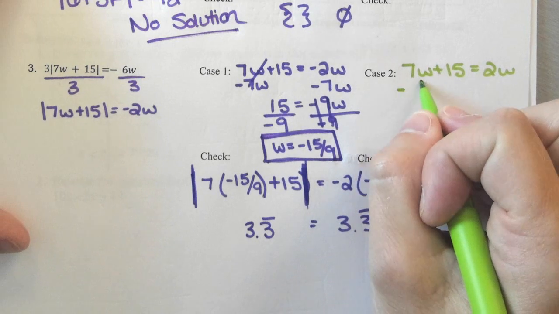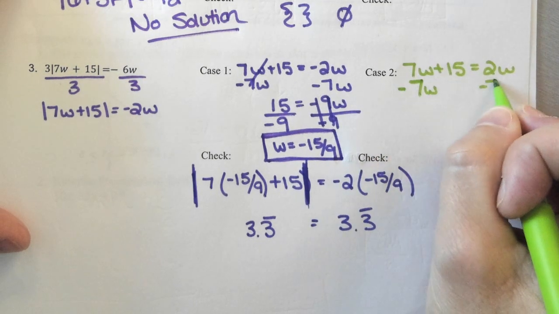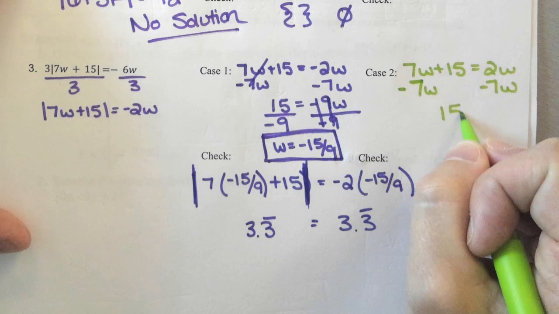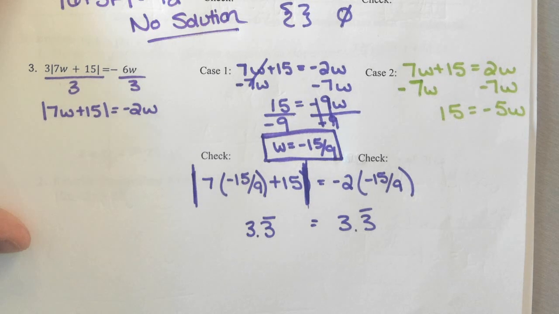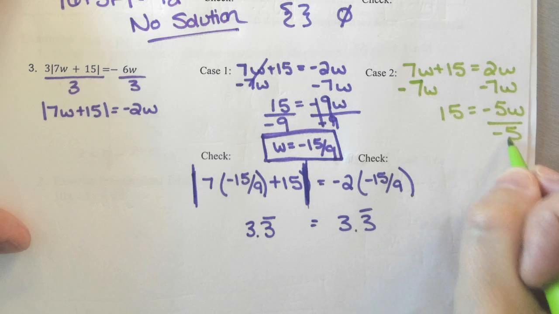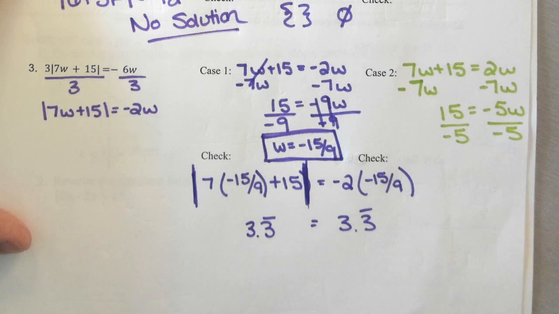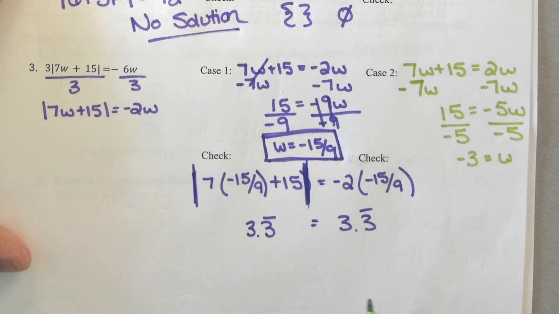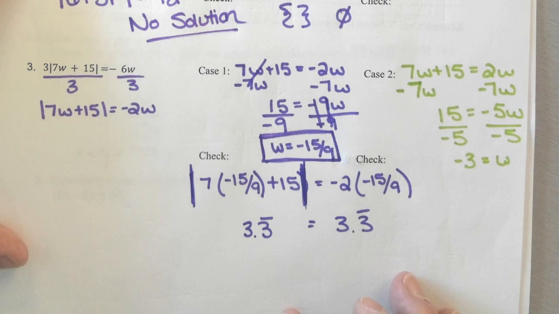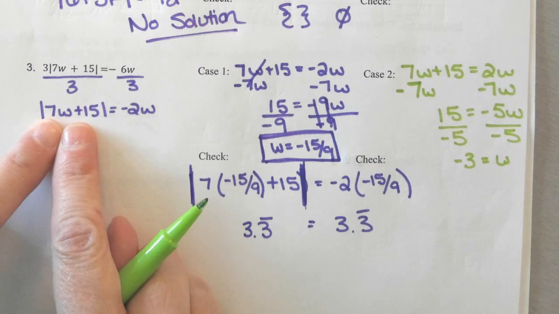Let's see. I'm going to move the 7 w's. 15 equals negative 5w. So use all those solving skills we've already been using in the first section. W equals negative 3. Okay. So is that one okay? I don't know. Alright. That one I can do in my head.